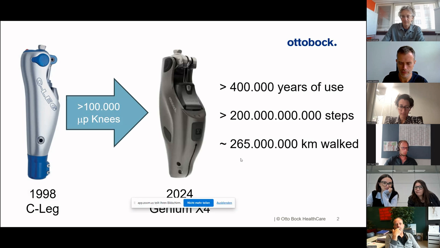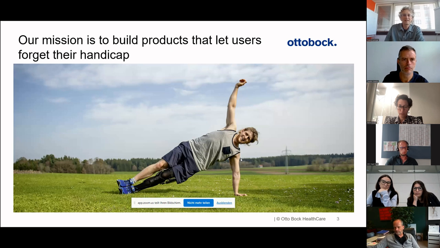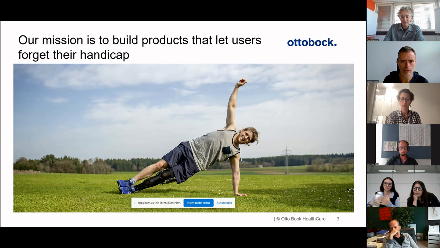And these numbers scale up because if you assume 4 years use time for each leg, we have 400,000 years of use. And you can do the math on the steps and kilometers. It's astronomic distances, and it's a lot of experience we gained. We saw a lot, partly also we got painful feedback, but still we have a very successful product even after 25 years. And our mission was always to build products that let the users forget their handicap. If we succeed in our mission, like we see here, this automatically always leads to challenges. Because giving freedom back to the users, they will actually use it.